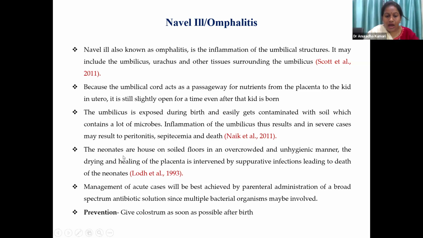Kids who are housed on a soil floor, under overcrowded and unhygienic conditions, face factors that prevent the drying and healing of the umbilicus and lead to suppurative infection, and finally umbilical infection occurs. In acute cases, we should do parenteral administration of a broad spectrum antibiotic because multiple bacteria are involved. As far as management is concerned, as we have discussed, proper maintenance of hygienic conditions and timely administration of colostrum are important to prevent the problem of navel ill in farm conditions.